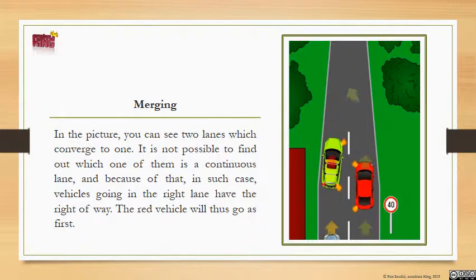In the picture, you can see two lanes which converge to one. It is not possible to find out which one of them is a continuous lane, and because of that, in such a case, vehicles going in the right lane have the right of way. The red vehicle will thus go first.